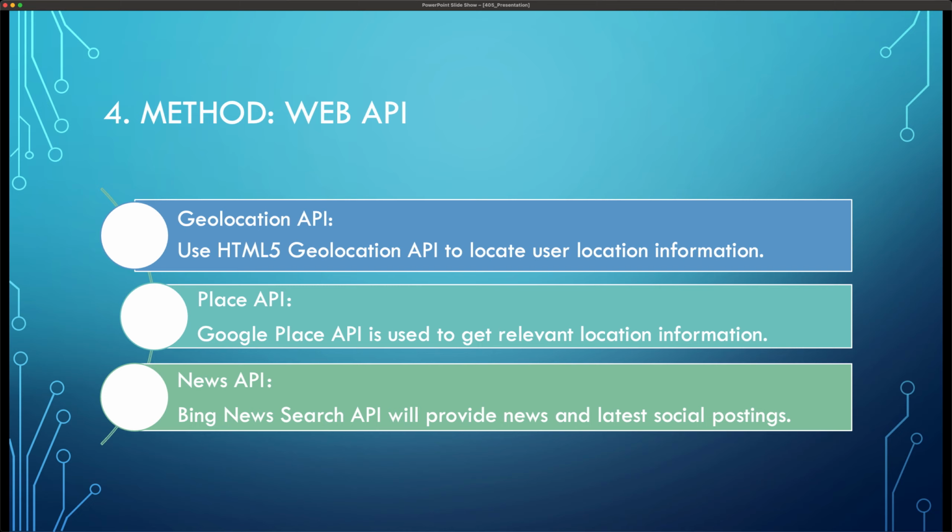In addition to basic information about the destination, this application will also provide the user with other details such as photos, reviews, and so on. So therefore, the Google Place API is used to implement the core of the relevant location information. The rest is the News API. This application uses the Bing News Search API. It can search online news as well as the latest social postings.